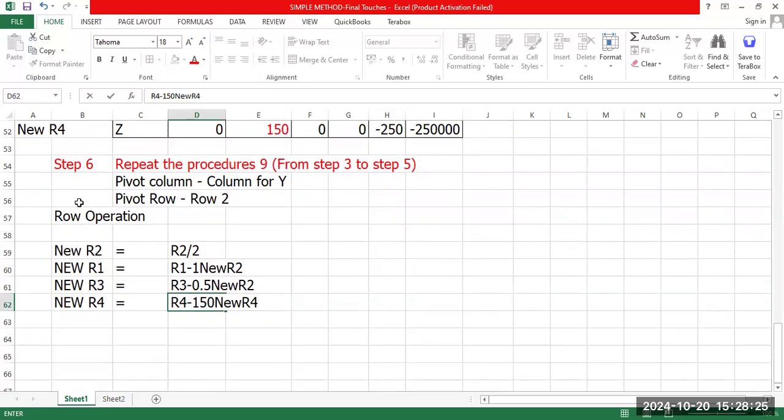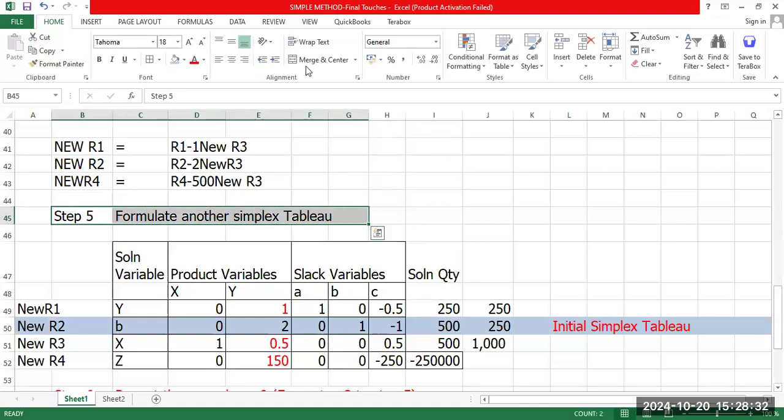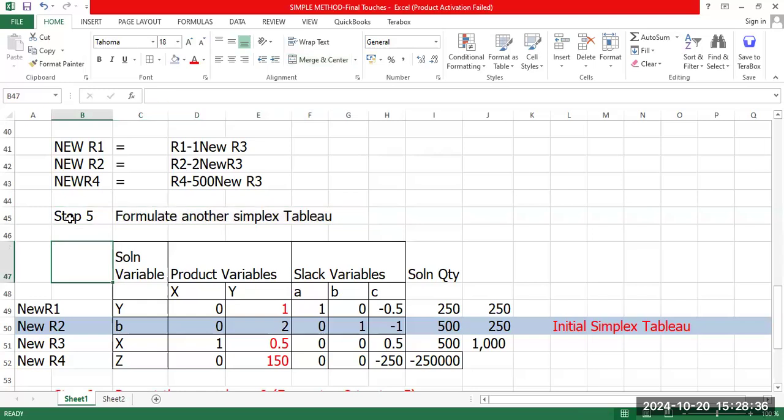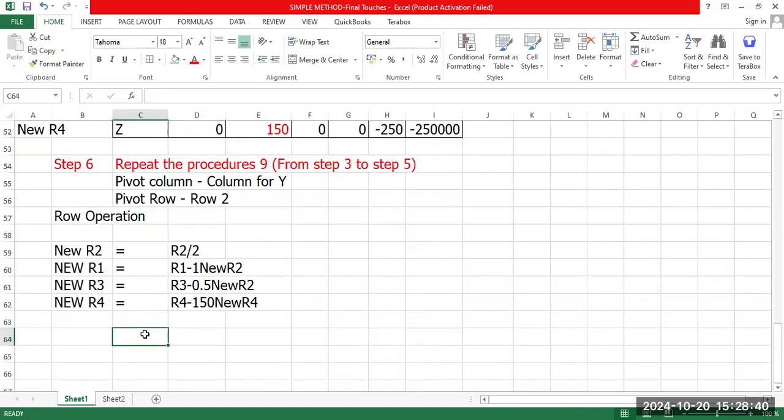So you're done with step 4, forming row operations. Go to the last step. Colleagues, do that very fast. I'm waiting for answers. You now formulate another simplex tableau. You formulate very fast and tell me.